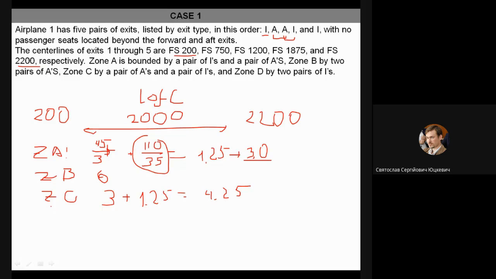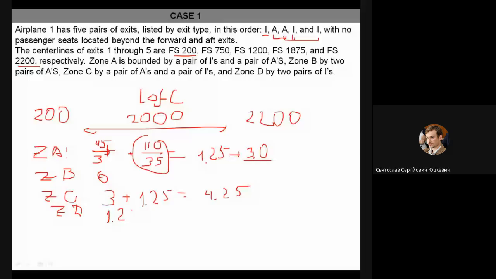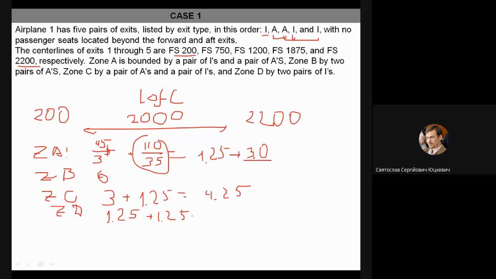4.25. And for zone D, it will be between type 1 and type 1. 1.25 plus 1.25. And the total number will be 2.5.